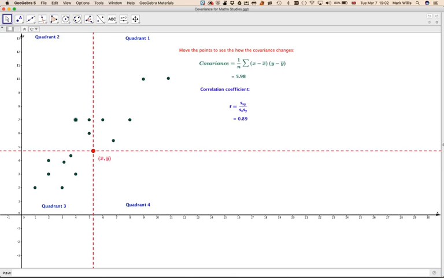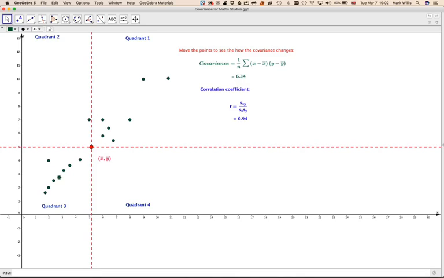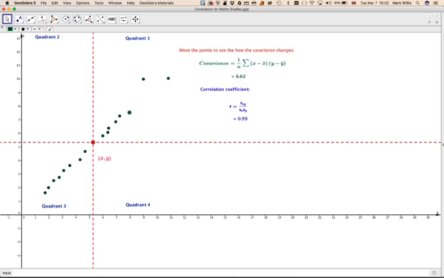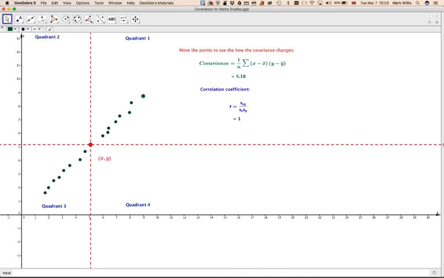Now if I move the points like this, obviously the means are going to move as I do that. I'll try and make them all in a straight line. What we're going to see here is what's known as positive correlation. You can see that we've almost got perfect correlation there. Most of the points for positive correlation lie in a straight line, in the first and the third quadrant, split around the mean point.